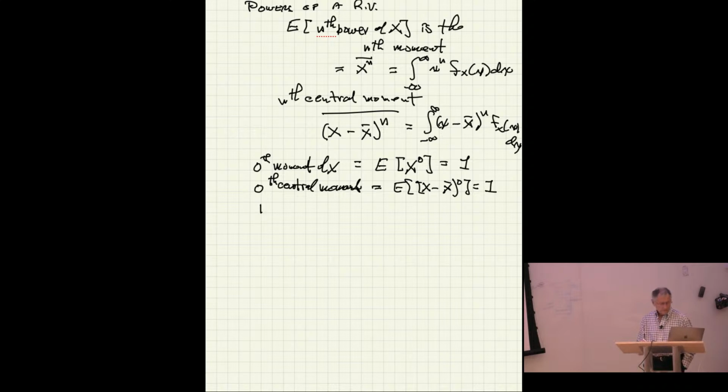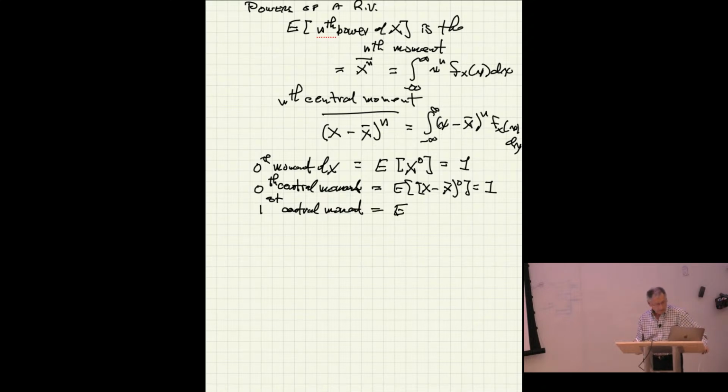But the first central moment is equal to the expected value of x minus x bar to the 1. And what's that equal to? What is this? Expected value of x is x bar minus x bar, 0. First central moment is 0. That's why it's called a central moment.